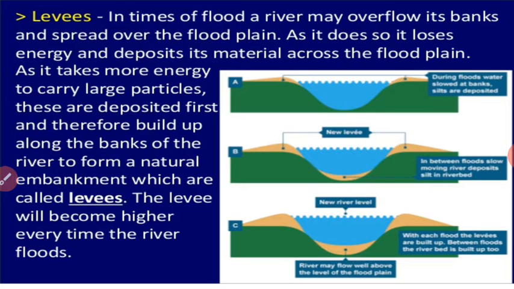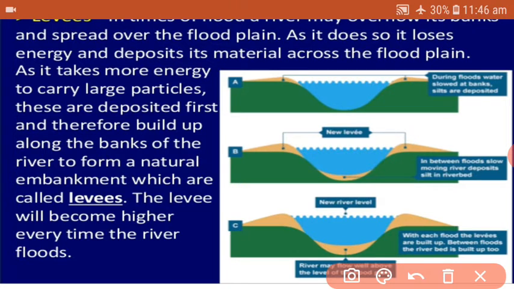So this is what we can say in simple terminology is known as a levee. But in times of flood, a river may overflow its banks and spread over the floodplain. As it does so, it loses energy and deposits its material across the floodplain. So what happens when the river overflows? It slows down, deposits its material on both sides of the river bank, and this is how a wall is built. A natural wall is built, and this natural wall is known as levees. So you can find the word embankment used here, which are called levees.